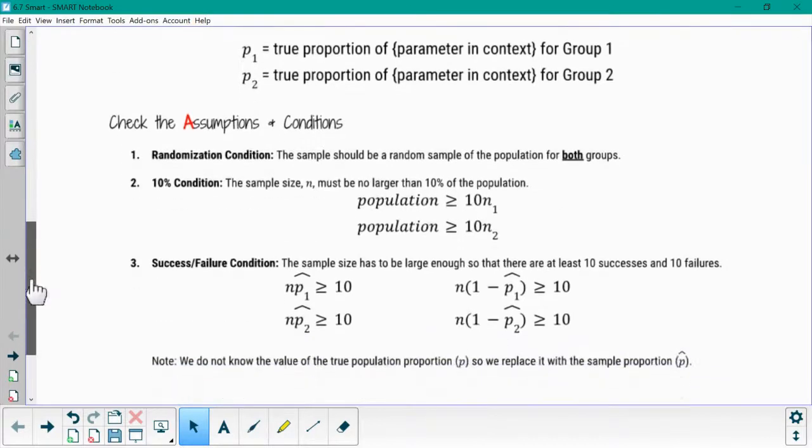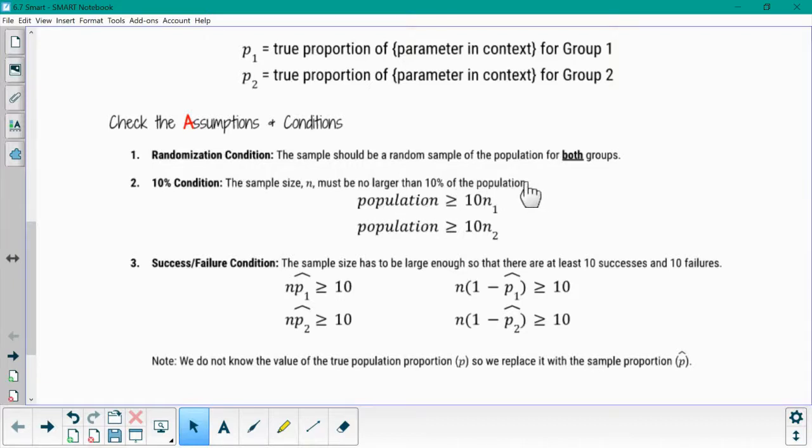Checking assumptions and conditions. They are the same assumptions and conditions. We're going to first check if it's a random sample. Both of them should be coming from one random sample, or both samples should be selected randomly. Kind of depends on the language of the question, but you just want to make sure that you have that randomization condition built in. Another possibility is if you have an experiment, if you've randomly assigned treatments, that also satisfies the randomization condition.